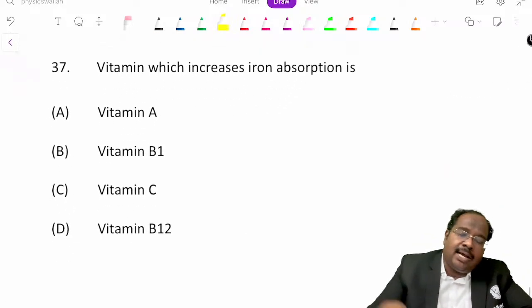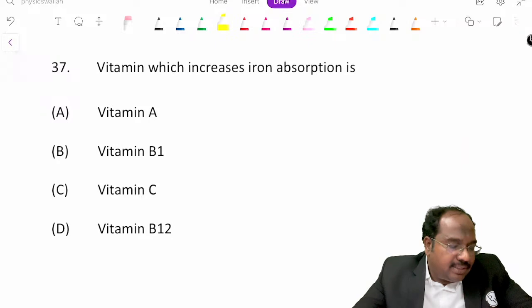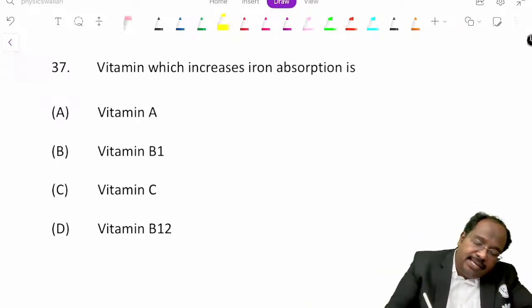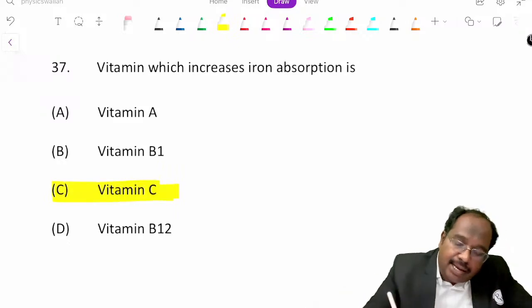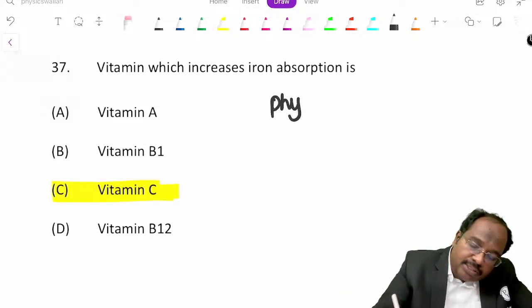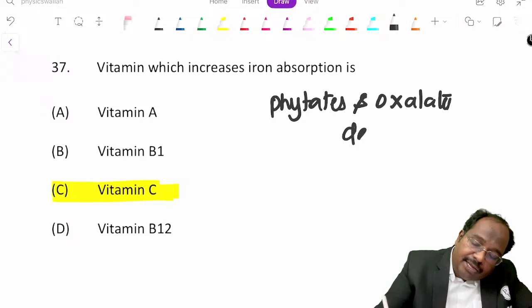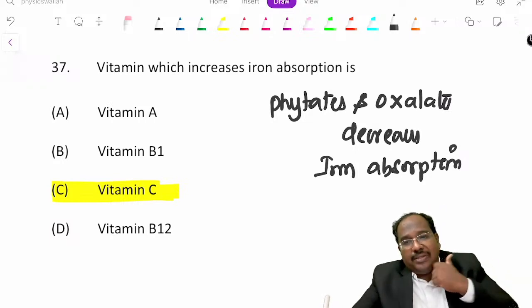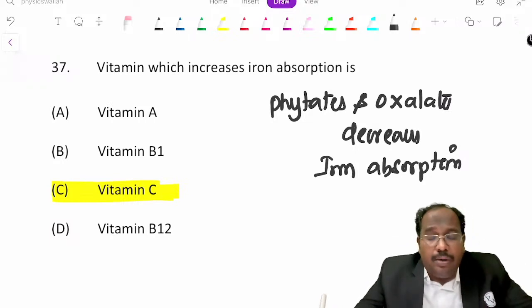Which vitamin increases iron absorption? These are very simple questions. Can you answer it? Yes, that is vitamin C, guys. Vitamin C increases iron absorption. Phytates and oxalates decrease iron absorption. That's why they say don't take tea or coffee along with the food, as it reduces iron absorption.